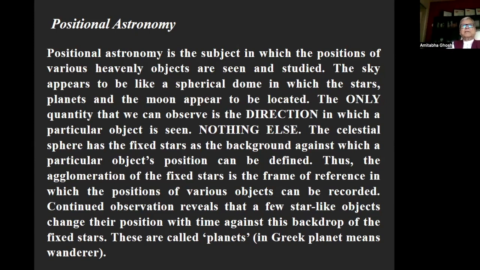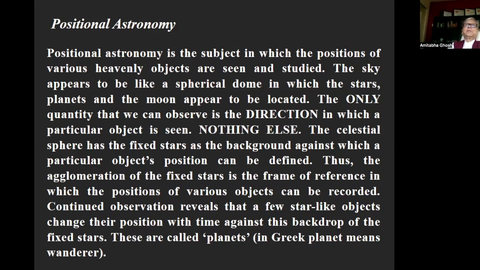If it is moving, say the sun is moving, you could easily see that it is against that background of fixed stars. Its motion could be easily seen. That we will study in detail. Thus, the agglomeration of the fixed stars becomes the frame of reference in which the positions of various objects can be recorded. And continued observation reveals that a few star-like objects change their position with time against this big backdrop of fixed stars.